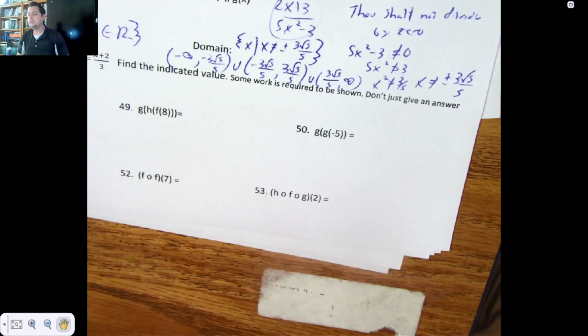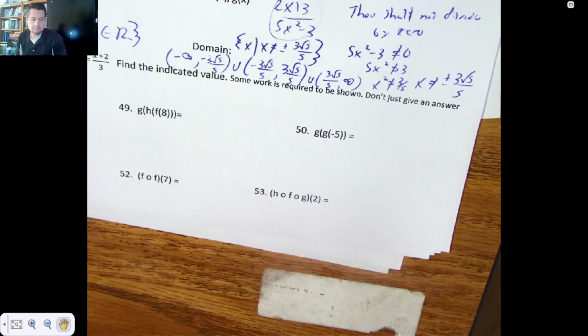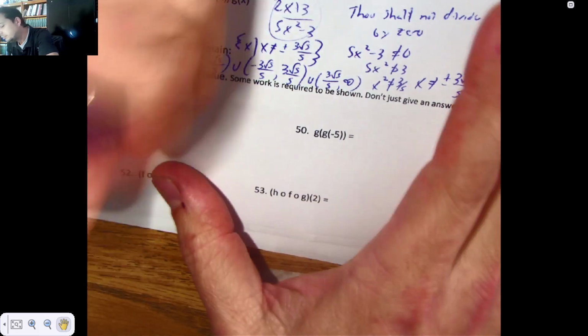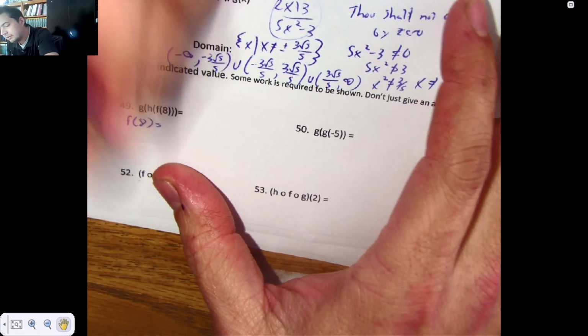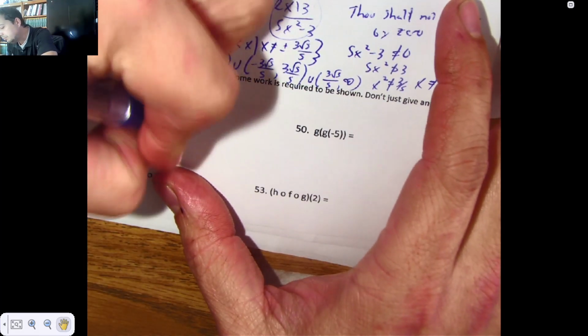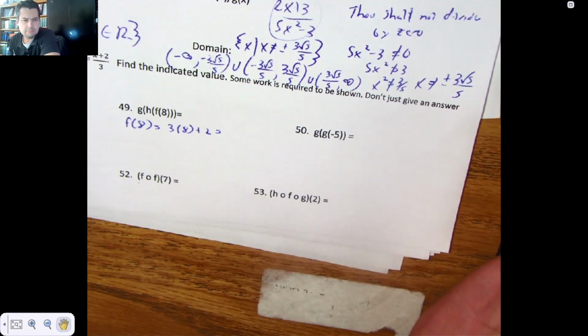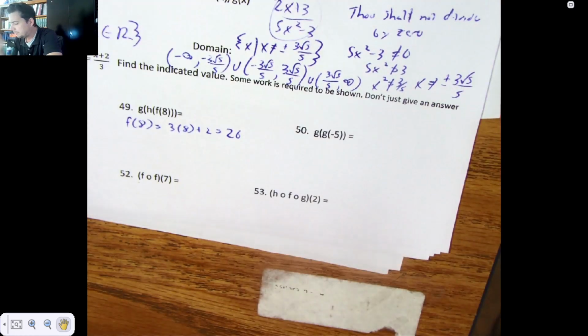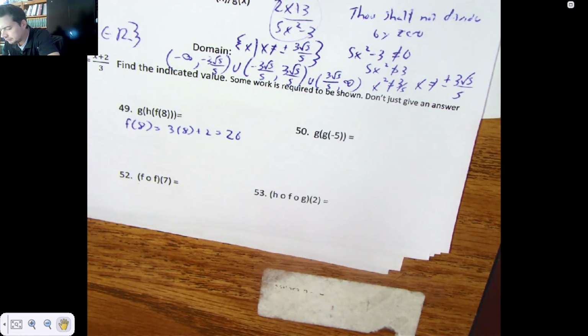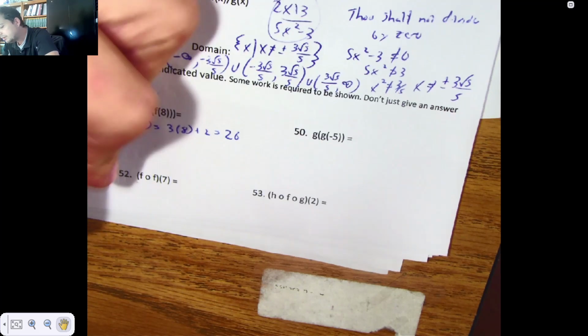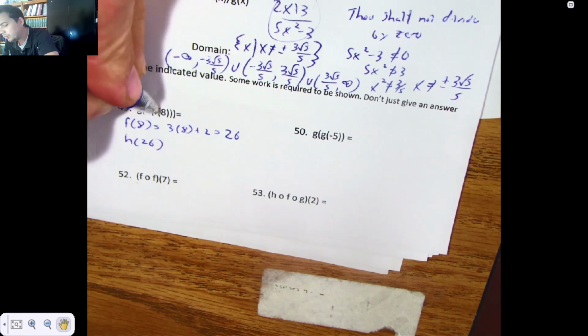Moving on. G of h of f of 8. So you got to start by plugging an 8 into f, then you got to plug it into h, and then you got to plug it into g. F of 8 is going to be 3 times an 8 plus a 2, which is 26. Sounds right, doesn't it? Yeah, 26. Now you're going to find h of 26, because we're working our way out.